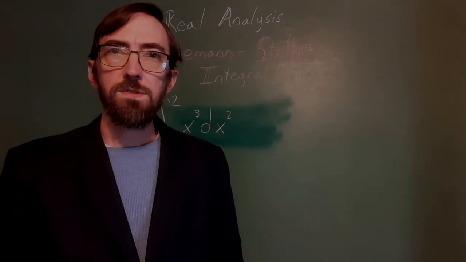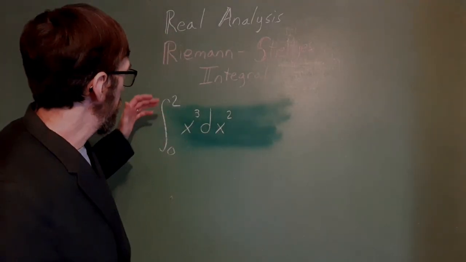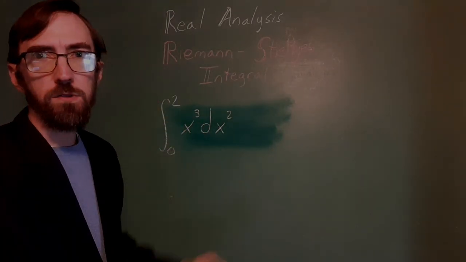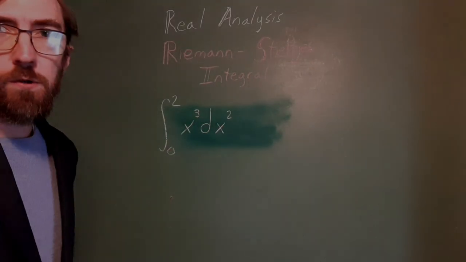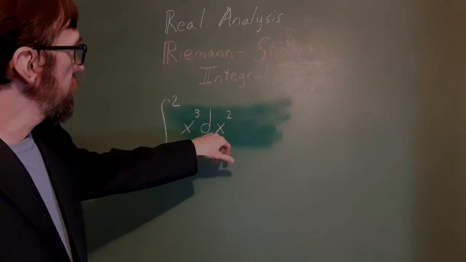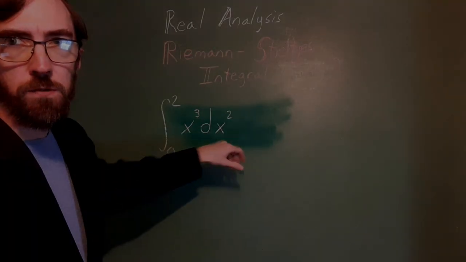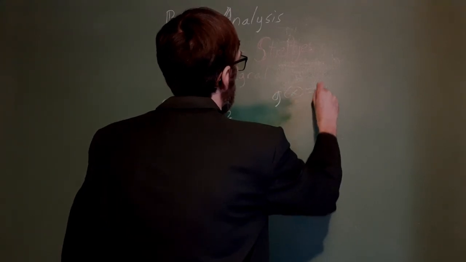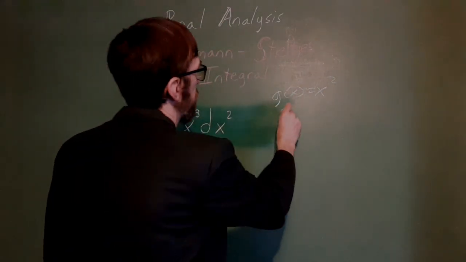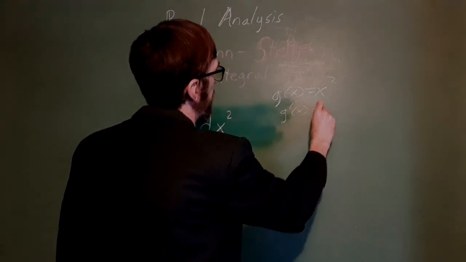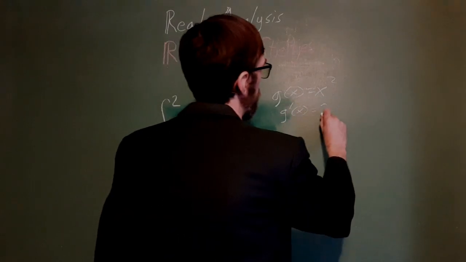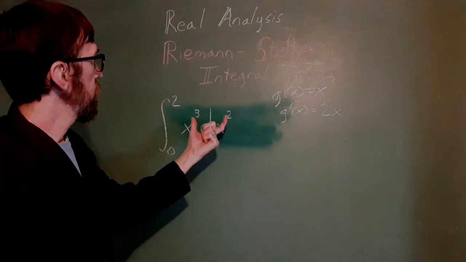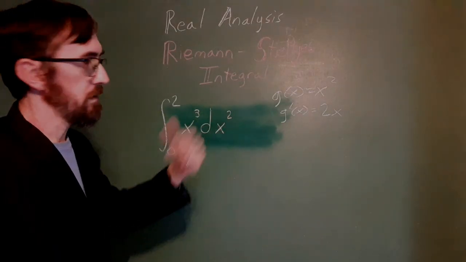All right, let's do a Riemann-Stieltjes integration. We're going to have the integration from 0 to 2 of x cubed with respect to x squared. So the first thing that we're going to do is take the derivative of the second function, which was our g function. So we're looking at g of x being x squared, so we're looking for g prime of x. This is just taking the normal derivative, so we have 2x. This 2x is going to replace the dg here.